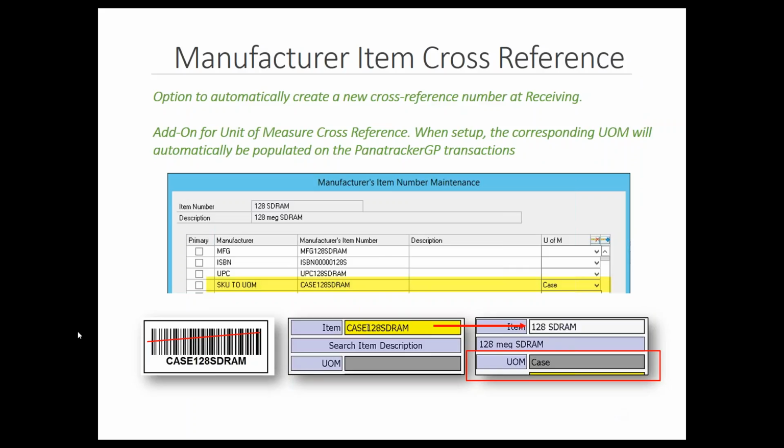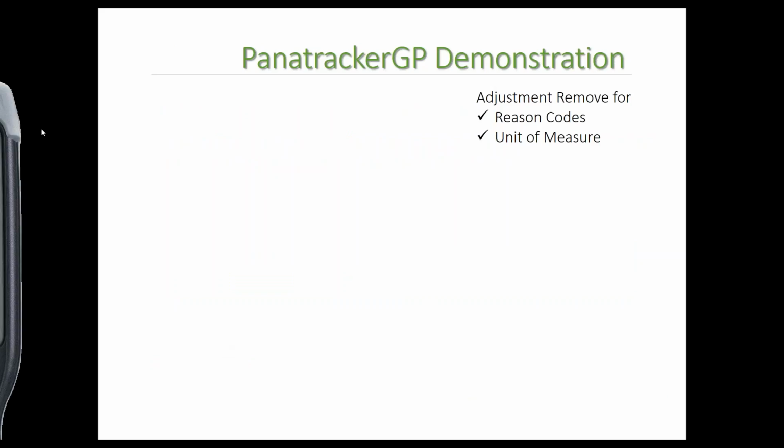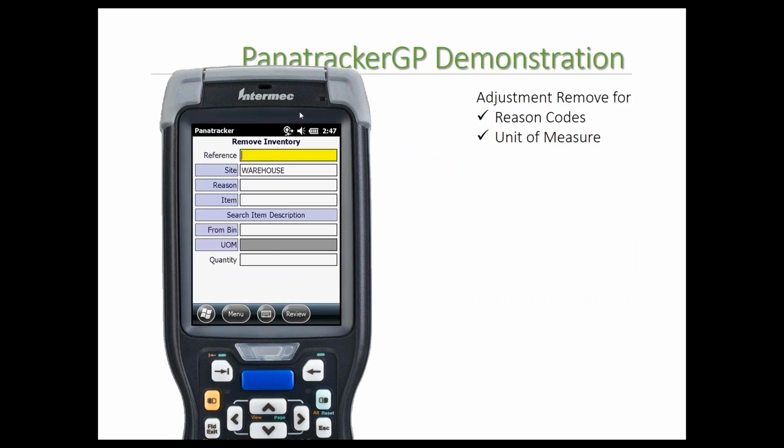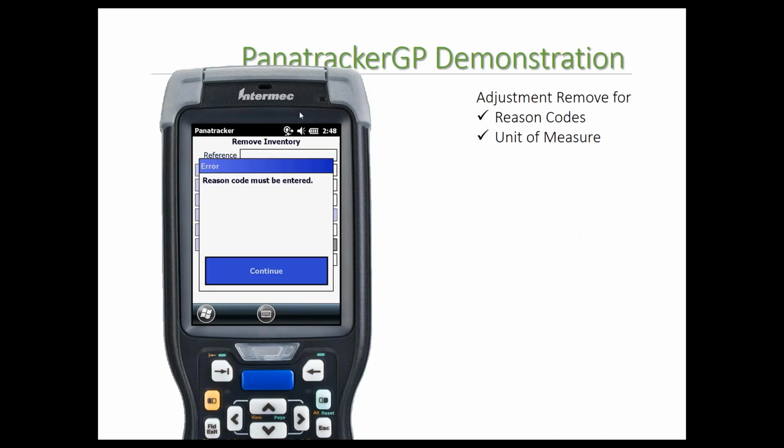So manufacturer cross-references, and I've got screenshots in here, so if we download the slide deck later on, it will be available for you, but I'm going to actually demonstrate this for you as well. And I'm going to demonstrate both the reason codes as well as that unit of measure. So that first field is reference, and that's one of our flex fields, and I'm not going to get into that. I'd mentioned it earlier, but we're not going to go into too much on that. For reason codes, we can make them required or optional.